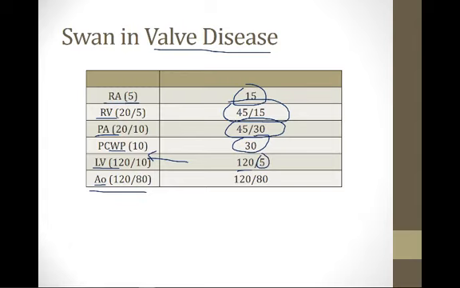Look over at the normal values. Normally the wedge pressure, which is a marker of left atrial pressure, should be nearly identical to the left ventricular end diastolic pressure. That's because in diastole, the wedge pressure, which is the left atrium, has the same pressure as the left ventricle.